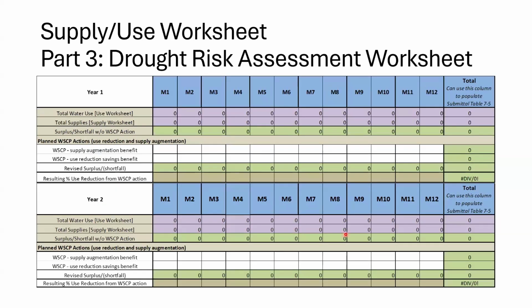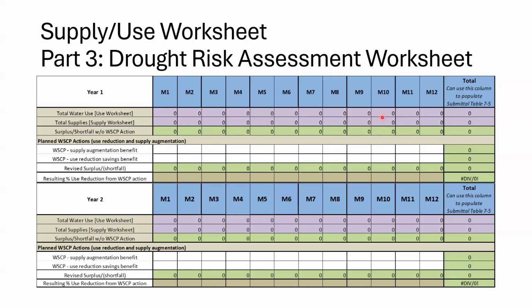All right. In part 3, if this looks familiar, it's because it's the same as part 1 and 2. It's going to automatically take from your 5-year drought section of your use worksheet and your supply worksheet again. So this is going to take from year 1. This one's going to take from year 2. It's going to get that surplus and shortfall for you, and then you're going to enter your water shortage contingency plan action benefits, and then it's going to give you the revised surplus, and it's going to do the percent use reduction automatically for each year.